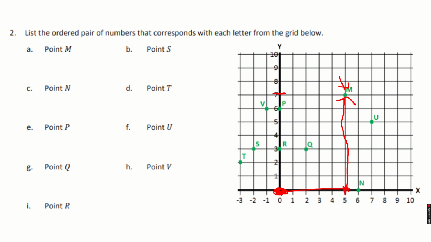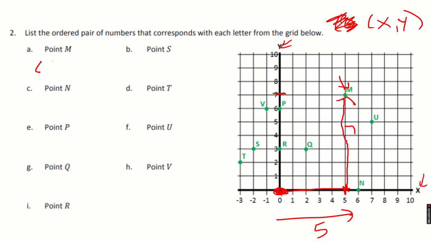So it's over 5, and remember, we always write the X first and the Y second. So in our ordered pair, we're writing X, Y. So in the X direction, we moved over 5 spaces first, then we moved up 7 spaces. So point M is 5, 7. Point N is right here. You'll notice we moved over 6 spaces to the right, and we didn't move up or down at all, which means we stayed at that point. We didn't move any spaces, so 0.